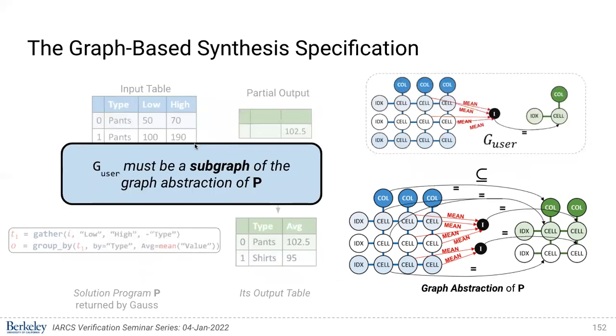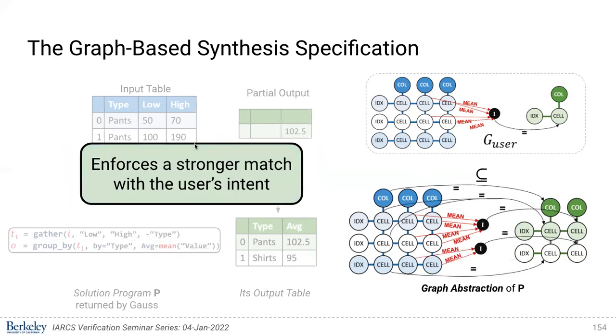And the subgraph check essentially, intuitively, means that you have all the relationships as specified by the user in the overall relationship graph that you obtain from the program. In case you don't believe me, here G user is this part of the subgraph, and that is below, which is essentially the graph abstraction of P. Any questions up to this point? Awesome. So this consistency check, as I said, enforces a stronger match with the user's intent, right?